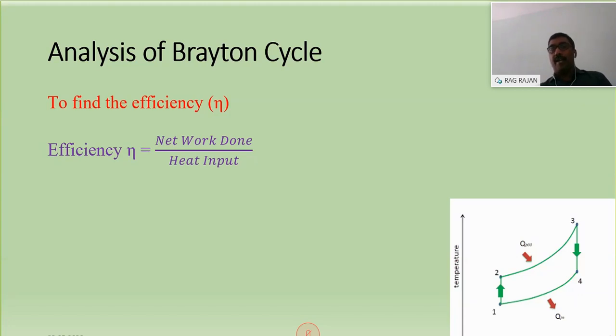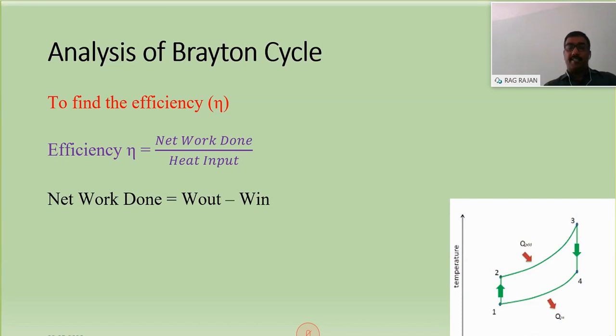So the net work done is divided by the heat input. Already I have mentioned there will be a supply of fuel. The fuel and its calorific value will determine the heat input. Based on that, you will get the efficiency. Now, I have already mentioned what the net work done is.